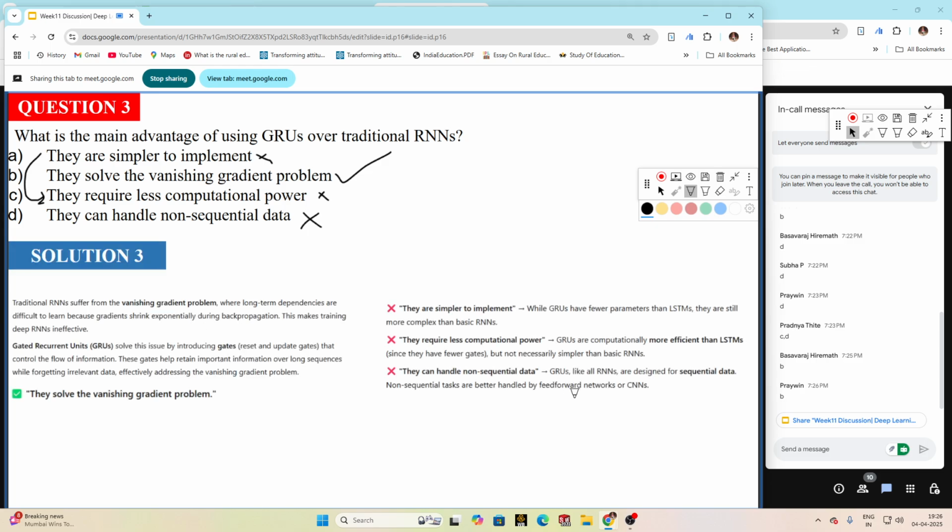They are simpler to implement. GRU have fewer parameters than LSTM, but they are still more complex than basic RNN. Yeah, they are complicated because we are adding more parameters. They require less computational power. If we are comparing GRU with LSTM, yes, they are efficient, but compared to simple RNN we cannot say so, because the number of parameters are increasing. RNN, GRU or LSTM, they are variants of RNN, and we only use them for sequential data. So they can handle non-sequential data. This is wrong. So option B is the correct answer.